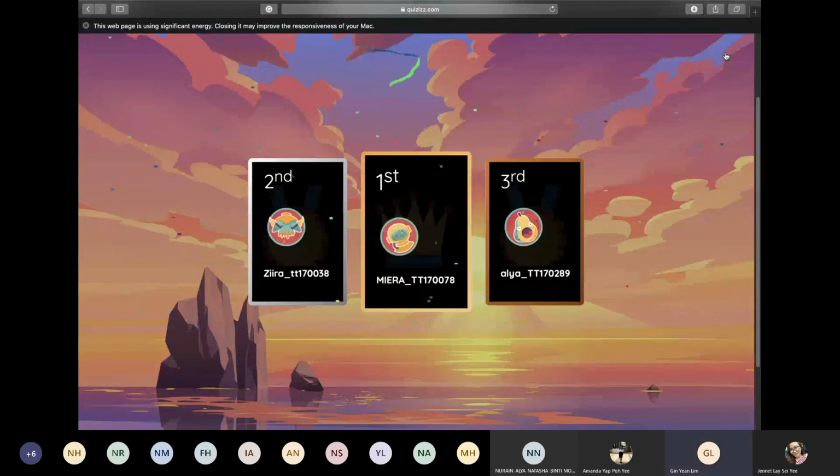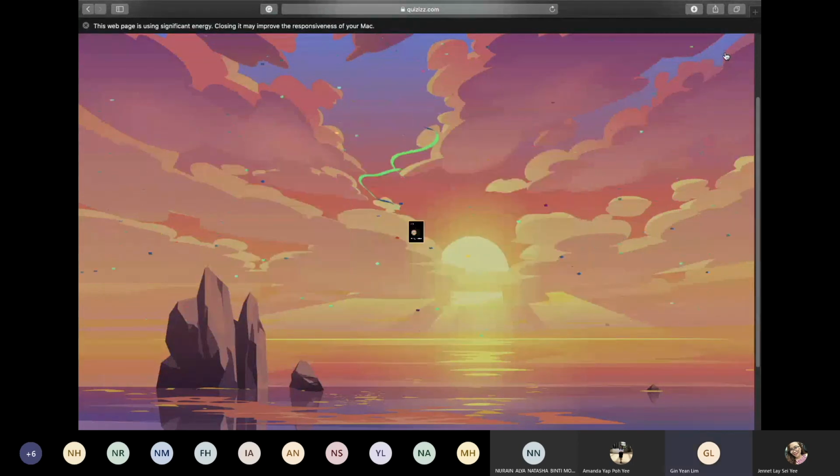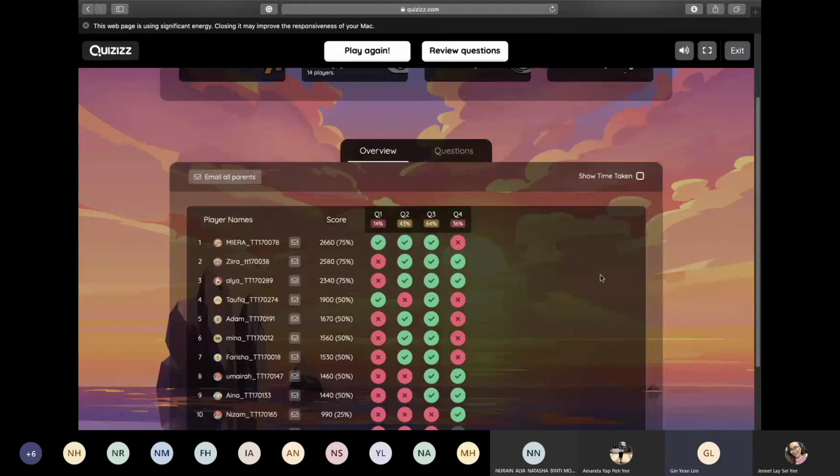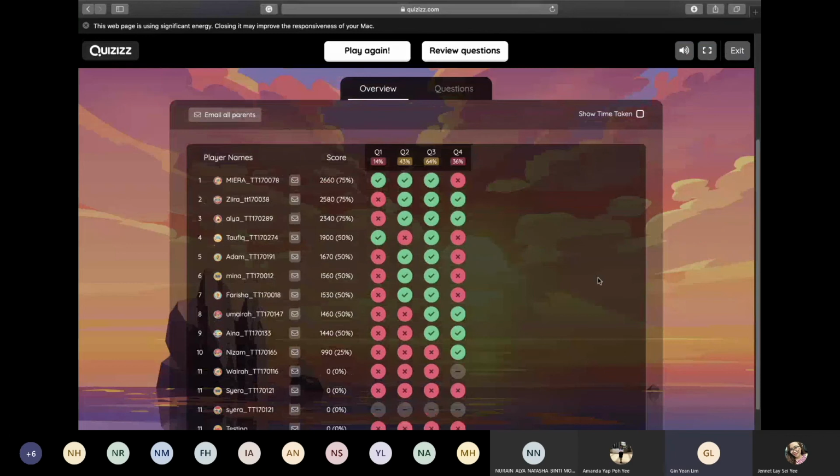So congrats, Mira, for being the first. Mira gets 3 out of 4 correct and gets the top spot. Mira second, also 3 out of 4. Alia third, 3 out of 4. Taufik fourth, gets 2 out of 4. And Adam fifth, 2 out of 4. Congrats, guys.